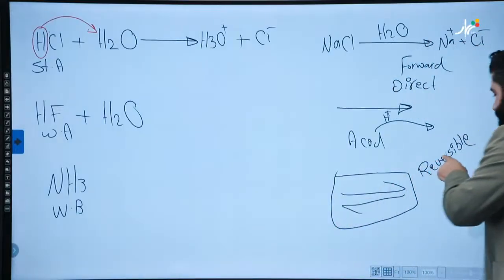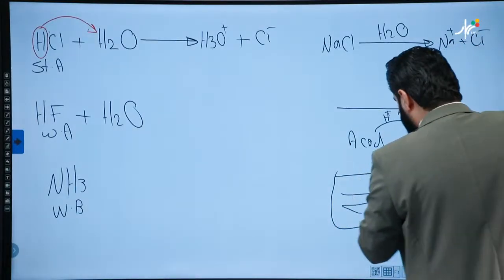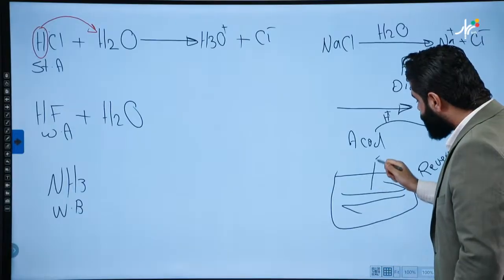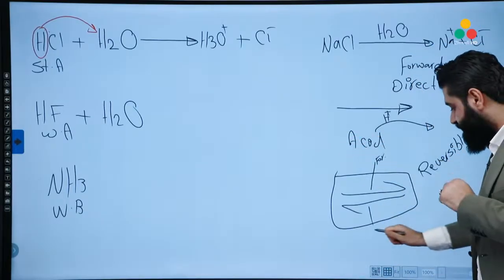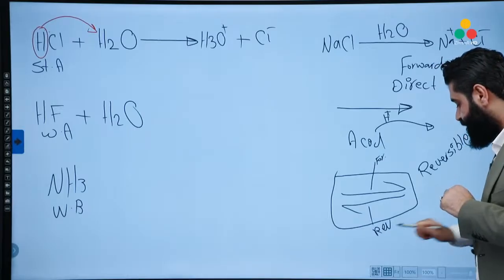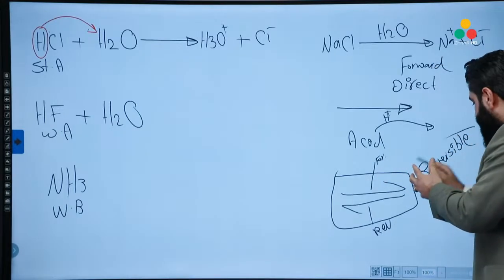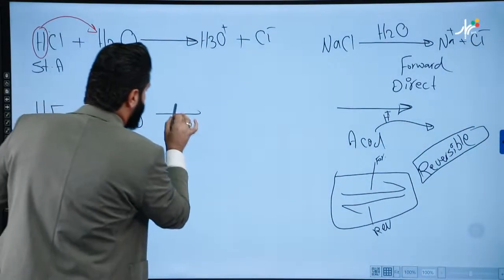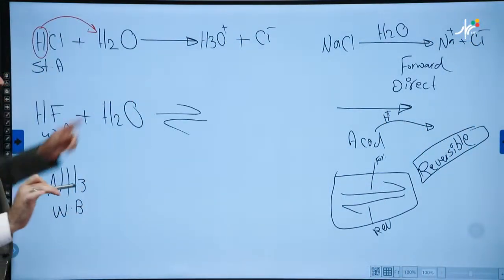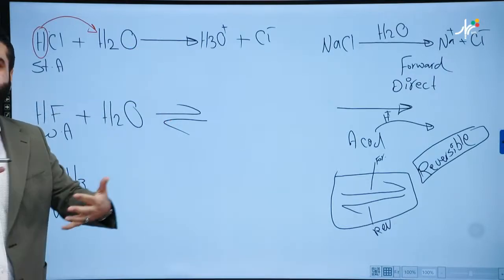Look, reversible contains two parts. The one towards the right side is called forward, and this one towards the left side is called reverse. Right? In total, we will say this is a reversible arrow. So we'll write the reversible arrow here. Okay? This is for the strong electrolytes, and for the weak electrolytes, we have a reversible arrow.